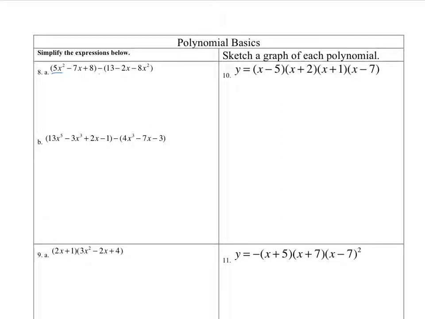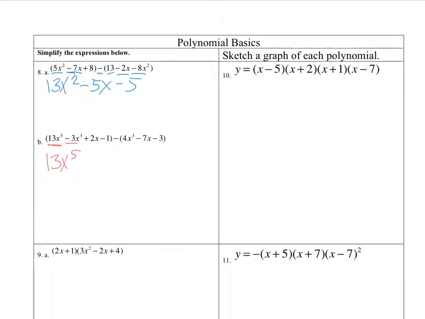I've got 5x squared minus negative 8x squared is going to be 13x squared. Negative 7x minus negative 2x is going to be negative 5x. And then 8 minus 13 is minus 5. At that point, you are done. Second one, I've got another one, so I'm going to start with my 13x to the 5th. There are no x to the 5ths in my second parentheses, so 13x to the 5th is on its own.